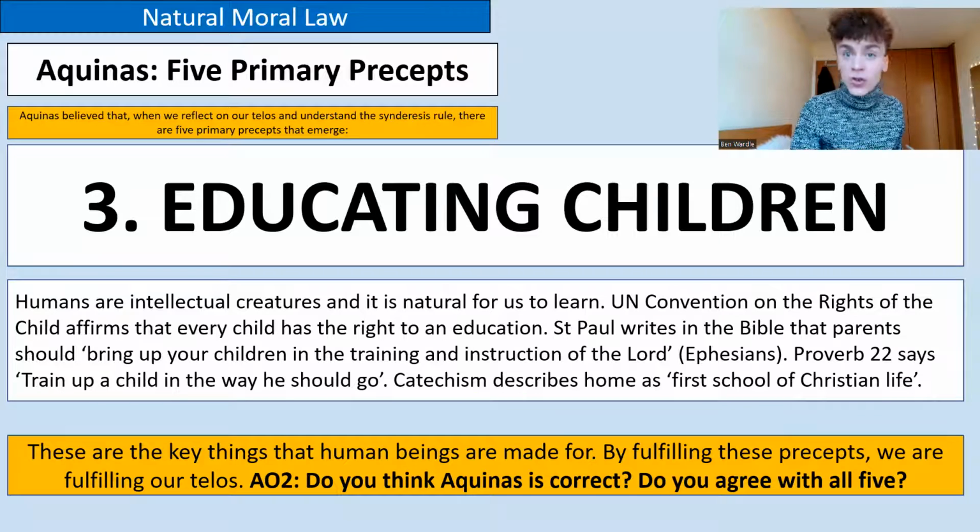He sees it as indoctrination. But for Aquinas, there is a duty to educate children. As I say, talking of your AO2, I think everyone can agree there is a duty to educate your children, isn't there? Of course. But should it be to educate them about God as well? Or should you let them discover that or make that decision for themselves at a later date, for example? But yeah, educating children, our third primary precept.